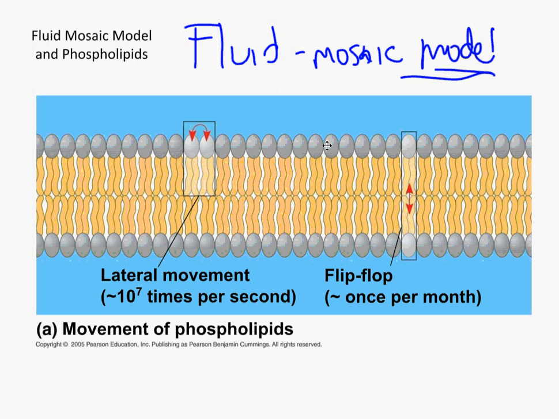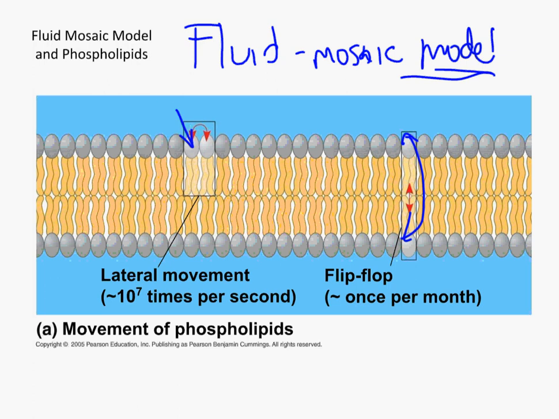You see this picture here shows that these two, or any two for that matter, will switch laterally 10 to the 7th times per second. That's a lot. That's really fast. Whereas they may flip-flop top to bottom once per month. The idea is that this membrane is not a static picture like you see in a textbook like these, but it is a fluid representation of what's going on.